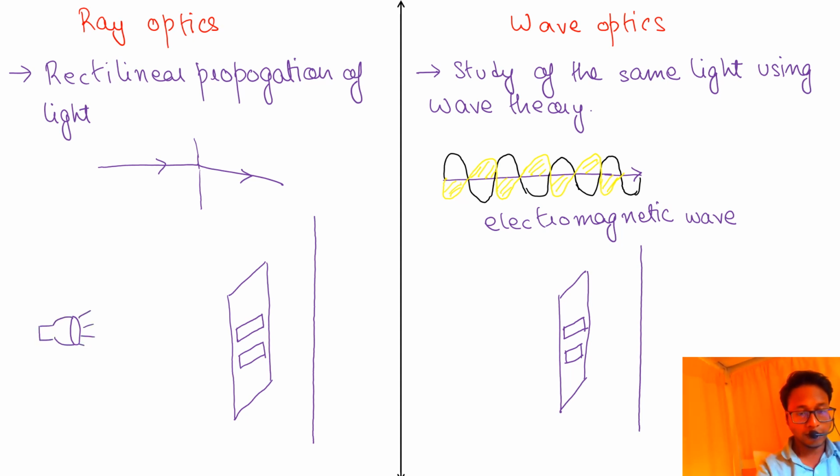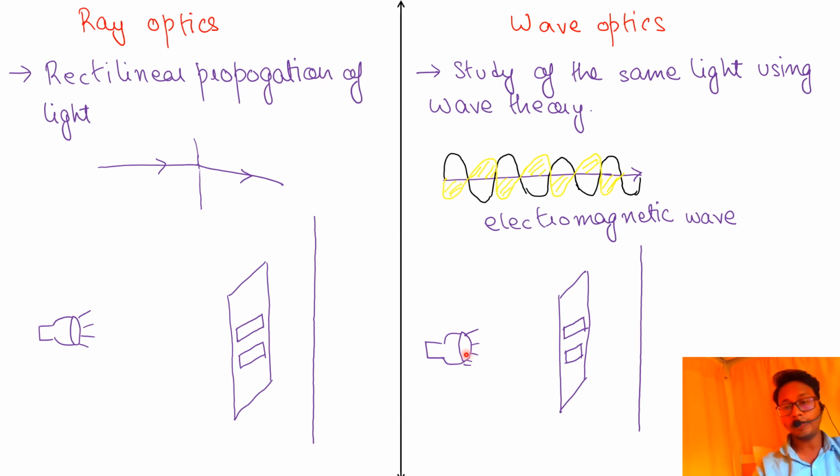Now if we shine this torchlight, what will happen? Some will say, since light travels in a straight path, all light that passes through this gap will get projected out here, and all light that passes through this gap will get projected out here, and there will be only two bright spots. The remaining portion would be dark.